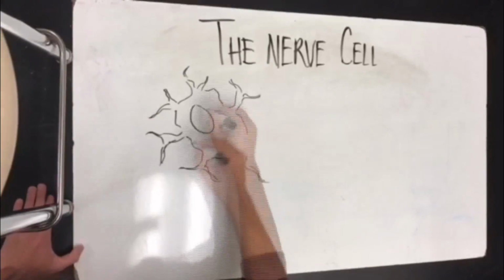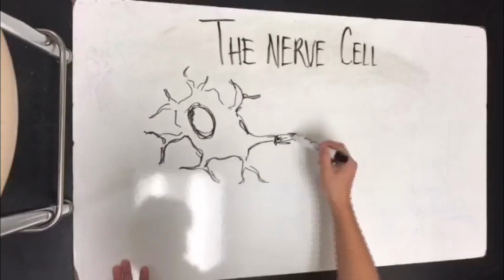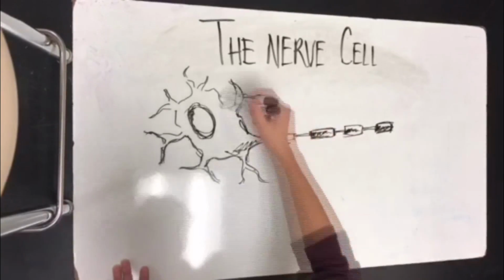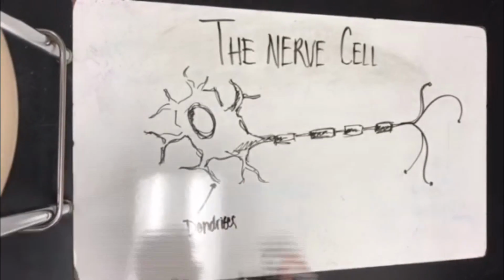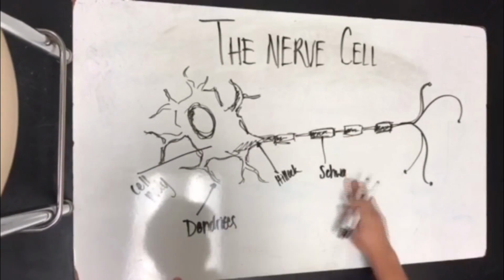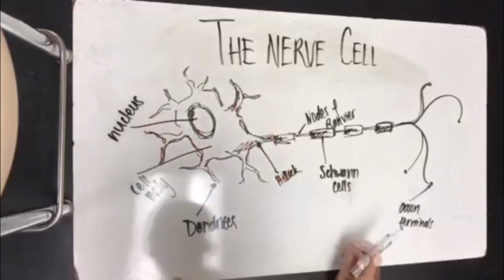Stretching up to 1 meter long, it is in charge of conveying electrical and chemical signals up and down the body. Chemical signals come in through the dendrite, located in the cell body. Signals travel through Schwann cells and across nodes of Ranvier into the axon terminals.